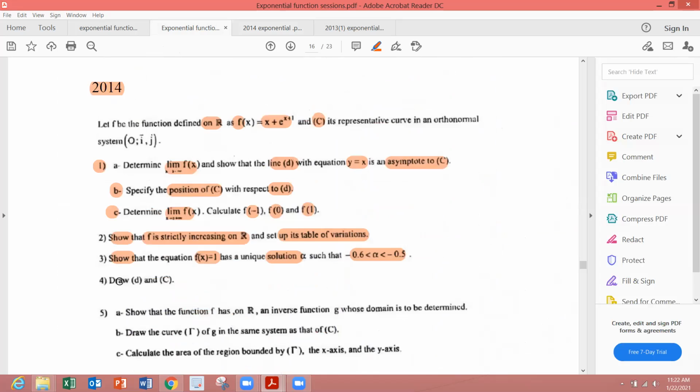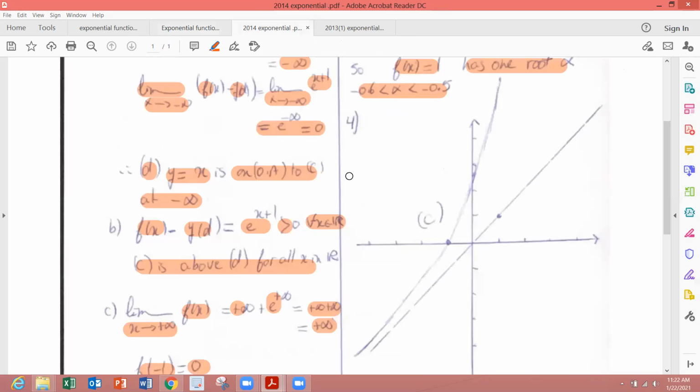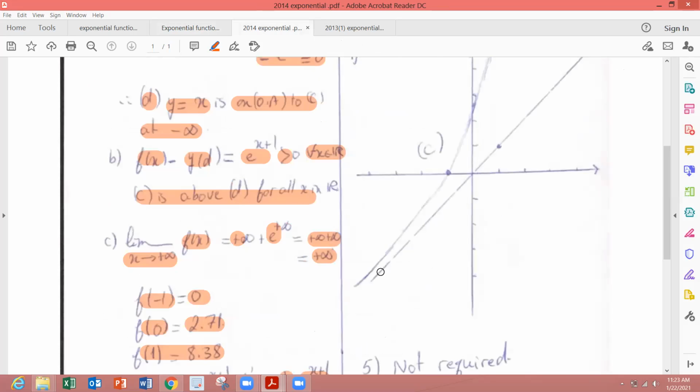Part 4, draw D and C. How to draw D and C? The line D is of equation y equals x. This is the line y equals x. It passes by the origin and by the point 0, 1. This is the line D.